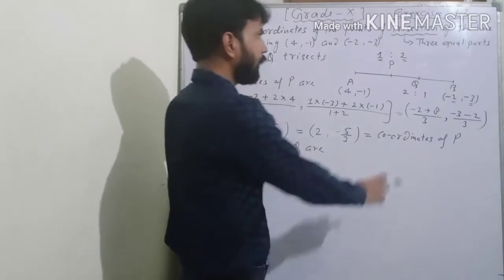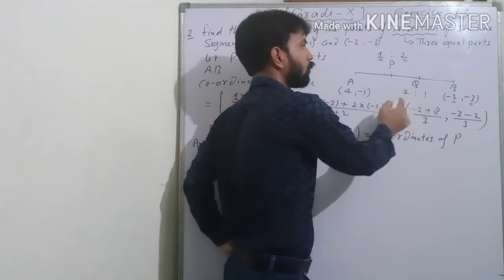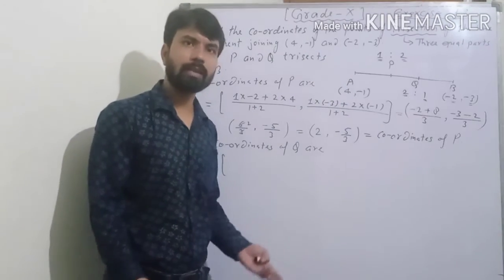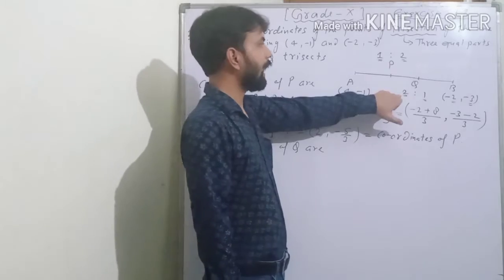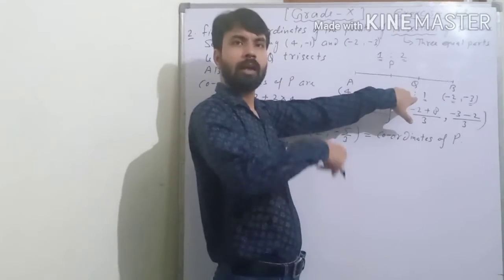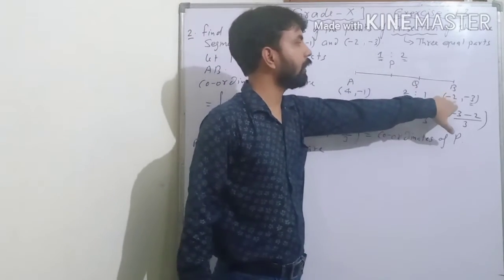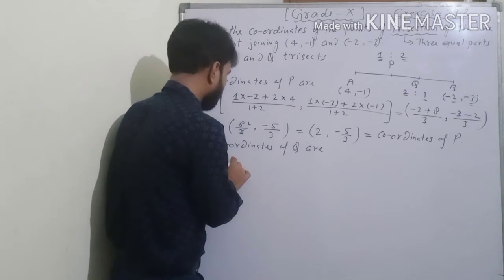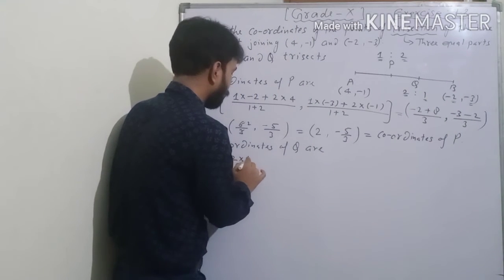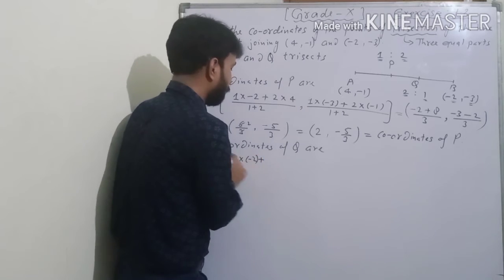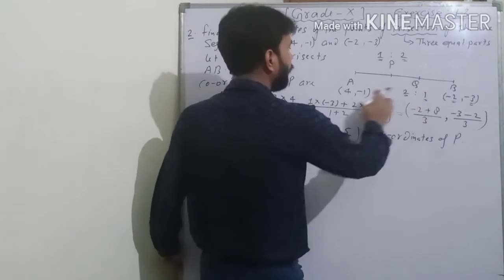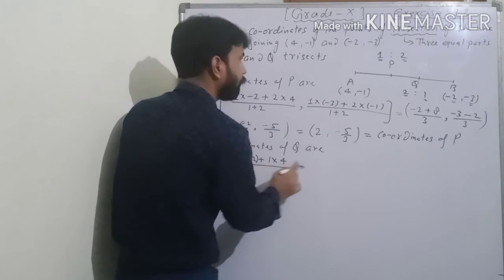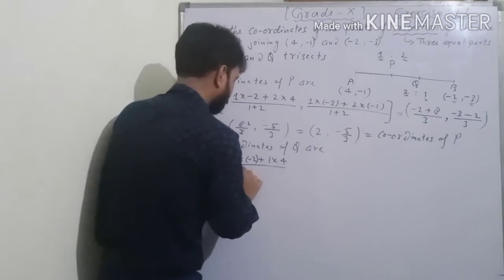Now the ratio is 2:1. So M is 2 and N is 1. We will use the same formula, section formula. This M is multiplied by the abscissa of second point. Second point is minus 2. So 2 into minus 2, that is 2 into minus 2 plus 1 into 4 upon sum of ratios 2 plus 1.